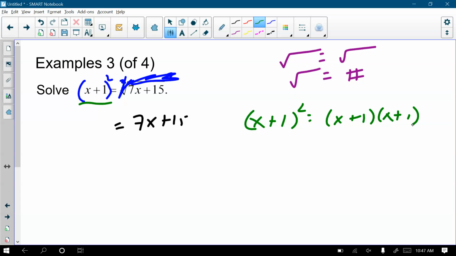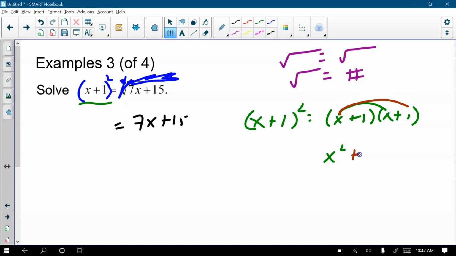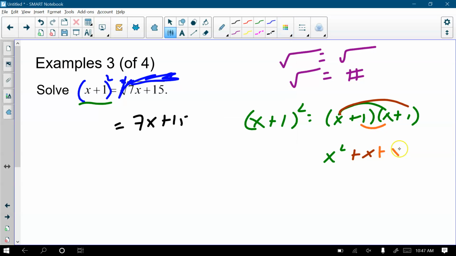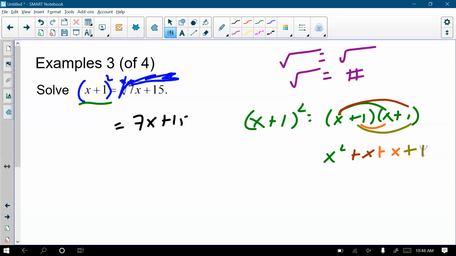Instead, I'm going to multiply these out as such, and I get x squared. And I get x times 1, which is a plus x. That's what I'm doing here. If you didn't realize it before, I have to actually multiply this all out to get my answer, plus 1. So all together I end up getting x squared plus 2x plus 1. Hooray! All right, so now that's what I'm going to put on this side. It's x squared plus 2x plus 1.